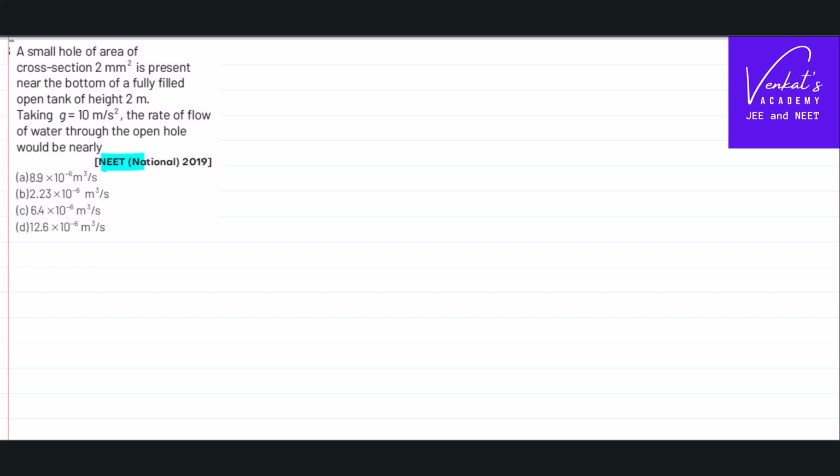This is the NEET 2019 question from Mechanical Properties of Fluids. The problem is like this: a small hole of area of cross section 2 mm square is present near the bottom of a fully filled open tank of height 2 meters.